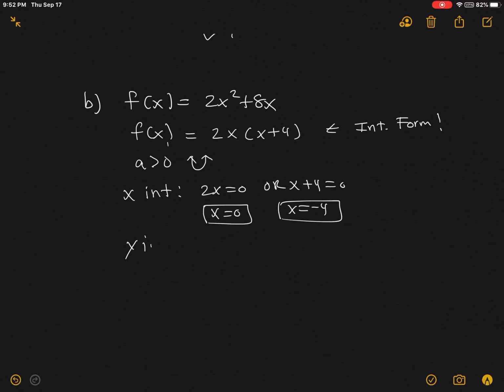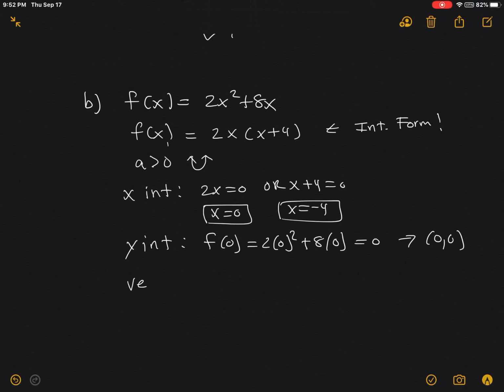And the y-intercept is when you plug in x is 0. So f of 0, well, guess what? The y-intercept in this problem looks like it's just going to be 0. So you're going to get 0, 0 as a point on the graph, which is basically the same as your x-intercept. And what about the vertex?